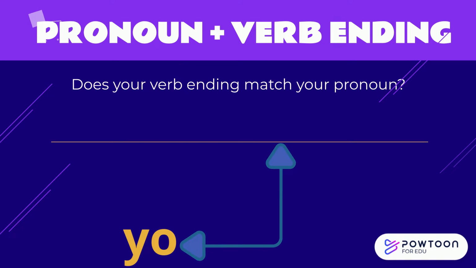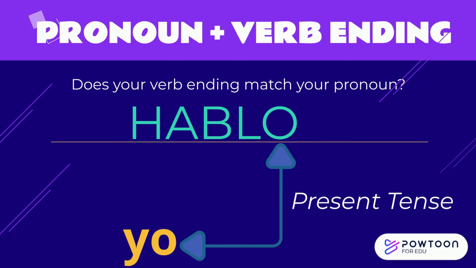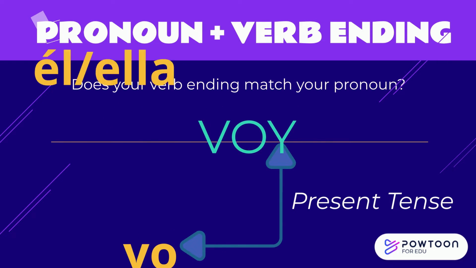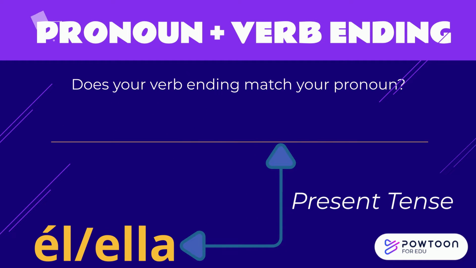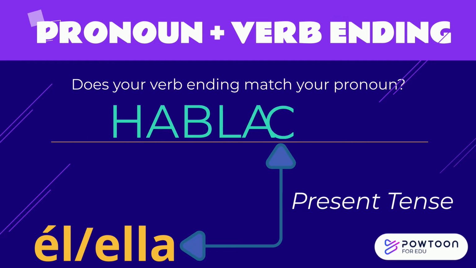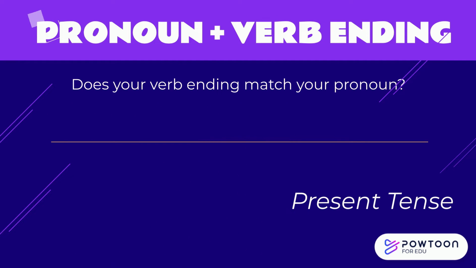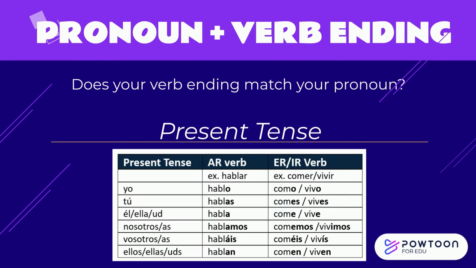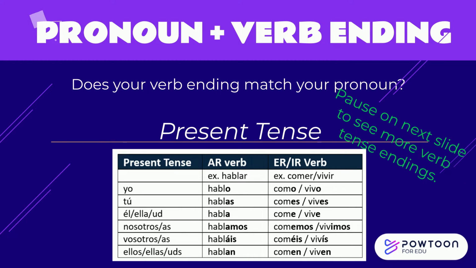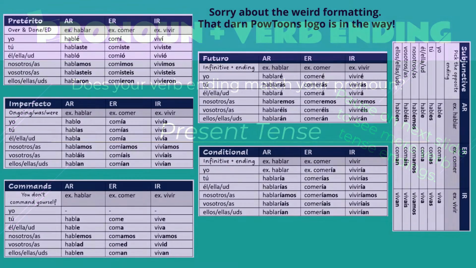If you are writing about yourself in the present tense, generally, the verb will end in an O or a Y. If you're writing about someone else, he or she, the verb will usually end in an A or an E. Make sure your verb ending matches the pronoun. If you've moved past using the present tense, check your handouts to verify which ending you need.